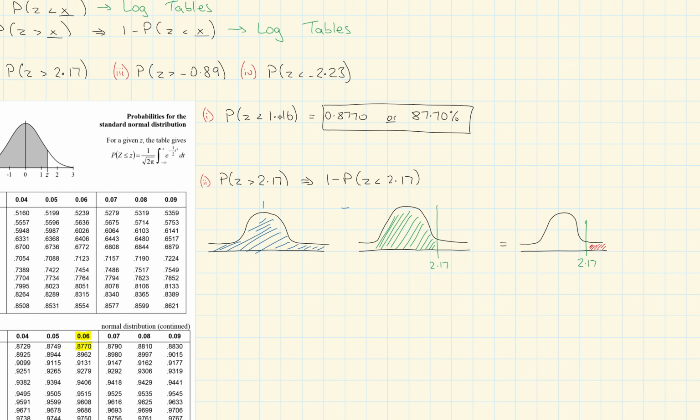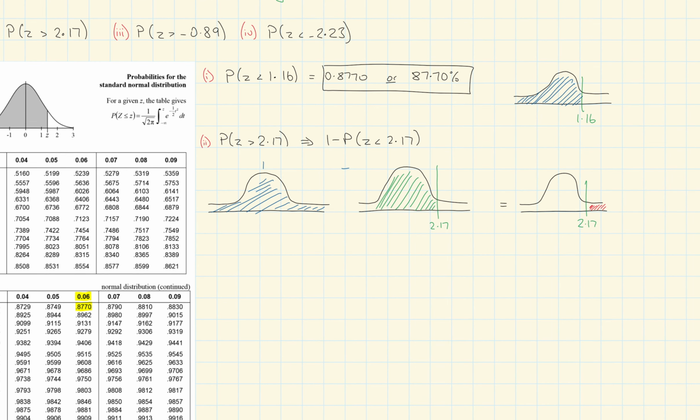And just to jump back to part 1 for a second, so this was pretty straightforward. All we were being asked to find was the probability 1.16, so I'll say that sits there, and it was less than. So they just wanted the area to the left of it, like that. So that's fine, we just go straight to the log tables. When it's greater than the area to the right hand side, we can't figure that out, but what we can do is we know the whole area is 1, and then we subtract the area to the left of that point, and I'll be left over with my red part.